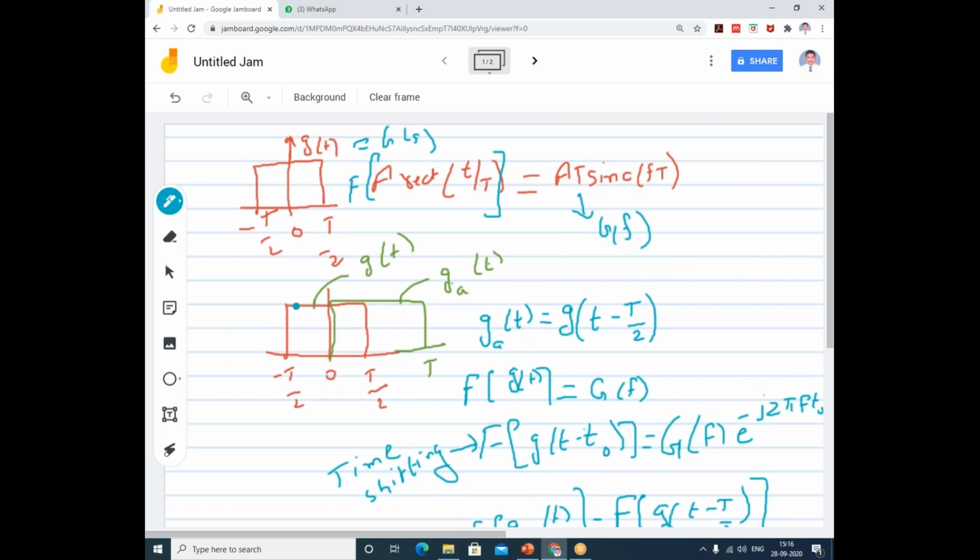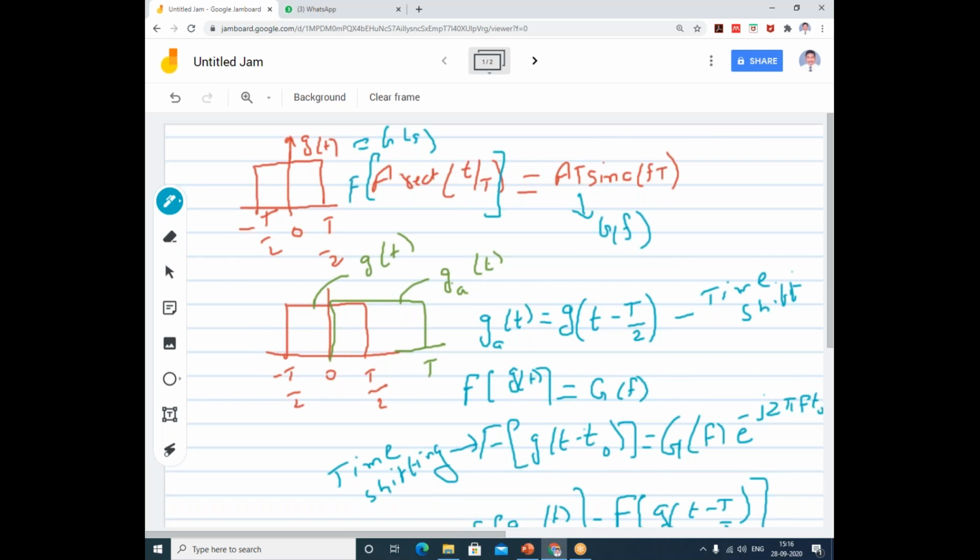Now, for the given problem, my g of t exists from minus T by 2 to T by 2, but GA of t exists from 0 to T. So I can write the relation for GA of t from g of t. If g of t is shifted by T by 2, then I'll get GA of t. So this is nothing but the time shifted sequence.